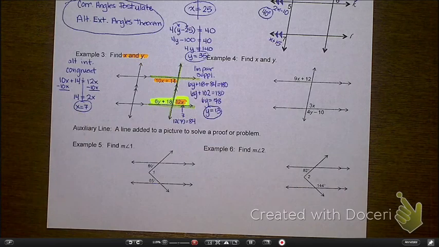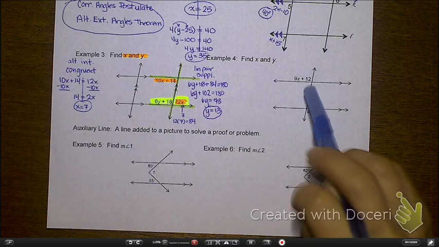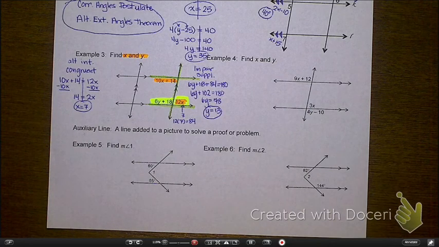Okay? How are you guys feeling about that? Okay? All right, can you guys try example number 4 in your groups right now? And we'll see how it goes, okay?